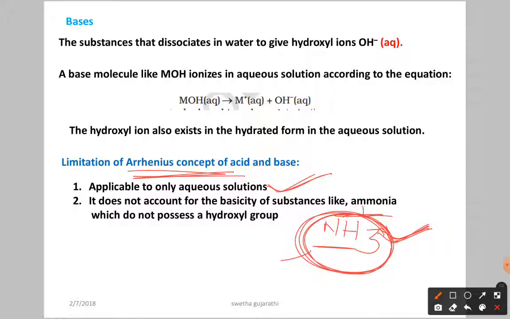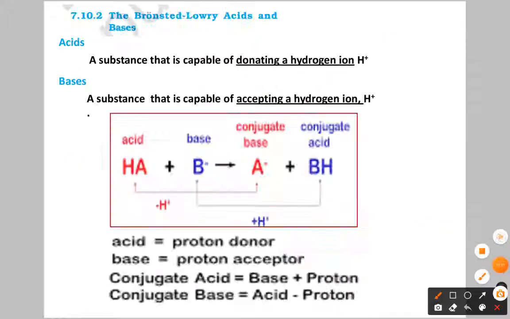So we have the next theory: Bronsted-Lowry acids and bases. According to Bronsted-Lowry acids and bases, how we are going to discuss this, I will take up in the next class.